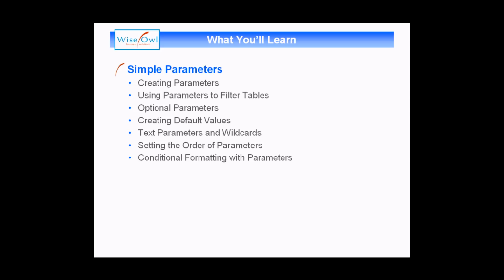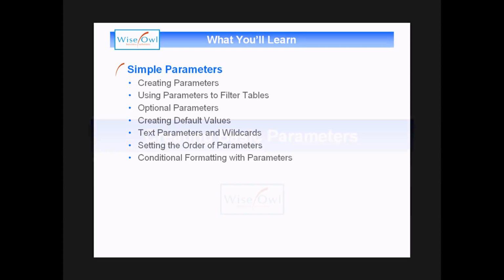We'll spend a little bit of time talking about text parameters and how you use wildcards to find partial matches. Briefly show you how to set the order of parameters and a couple of the downsides to that. And finally, how you can do something like conditional formatting using parameters. So let's get started.